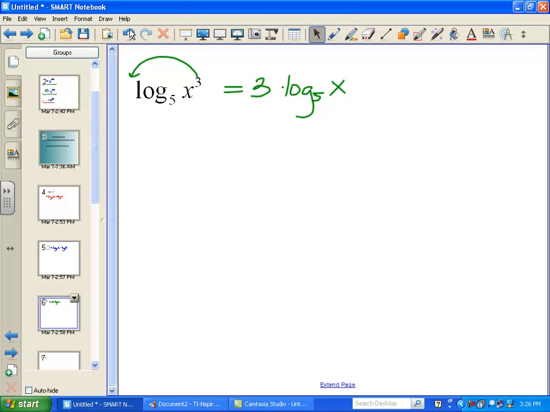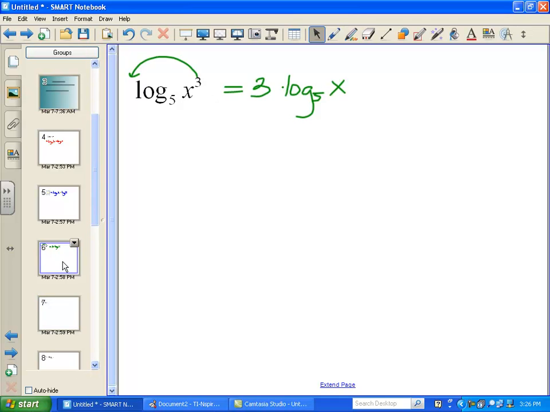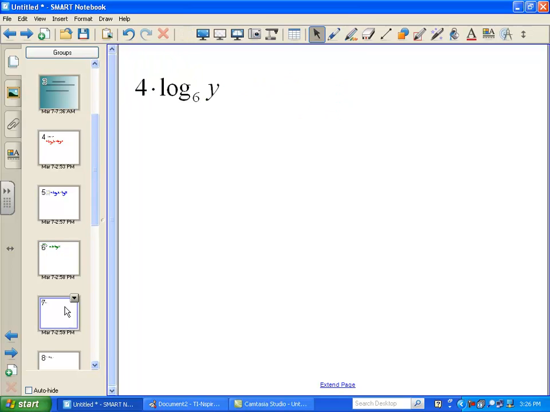Just like a lot of different things in math, if you figure out how to do things and simplify them one way, then that probably means you know how to do it backwards as well, or how to go the other direction. So, for example, this problem looks a lot like the answer to the previous problem. I've got the 3 in front of the log base 5 of x, and here I've got 4 in front of log base 6 of y. It looks like this problem used to be something that I expanded, and now I need to learn to go back to its original form.